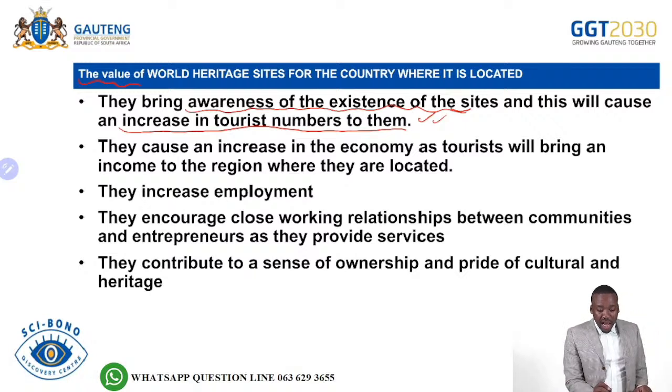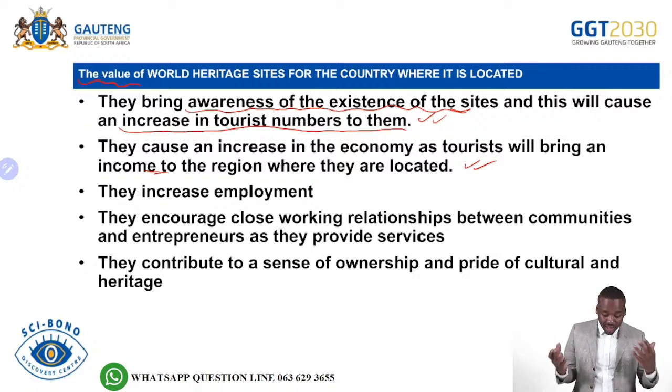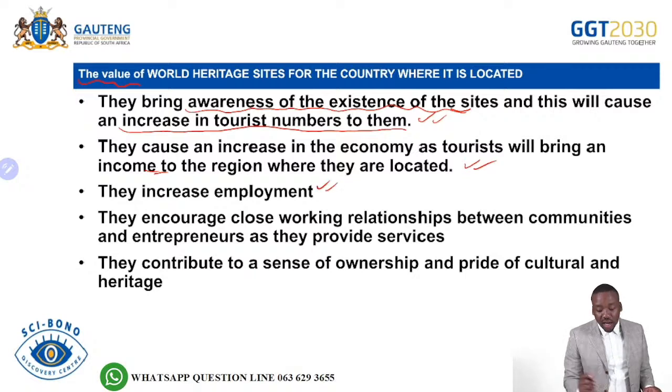Benefit number 3, they cause an increase in the economy as tourists bring in income to the region where they are located. So as tourists visit this attraction, the economy does what? The economy grows. Obviously, with demand and supply, as tourists come, it means that we need more people to cater for and serve what the tourists need. Meaning World Heritage Sites cause an increase in employment opportunities.